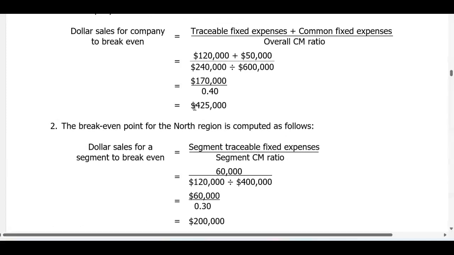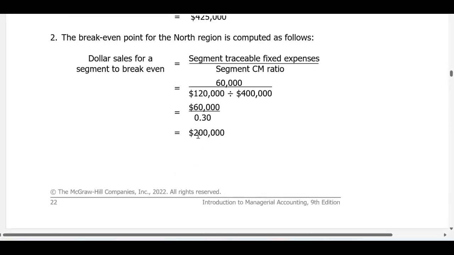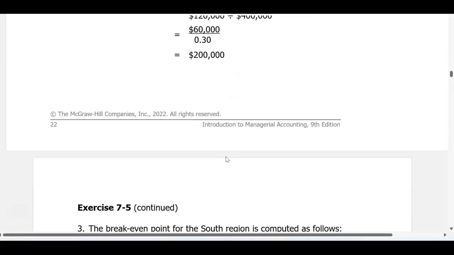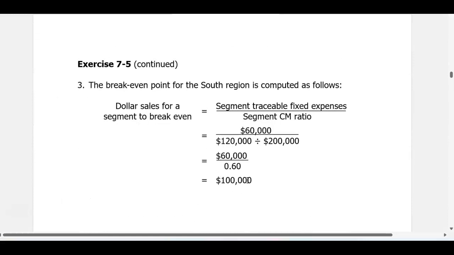So we have company-wide sales, because we also have common fixed expense. Company-wide, we have a break-even point; for North, we have a break-even point; for South, we have a break-even point.